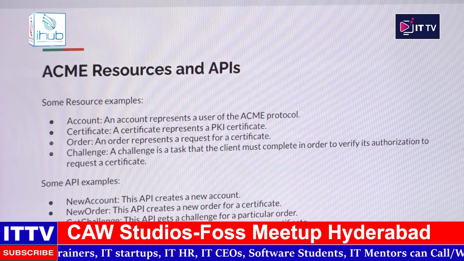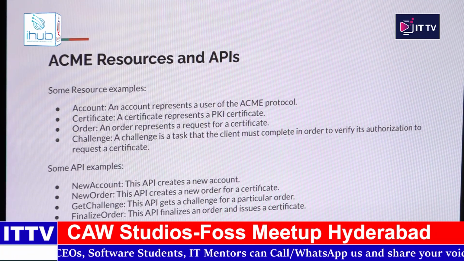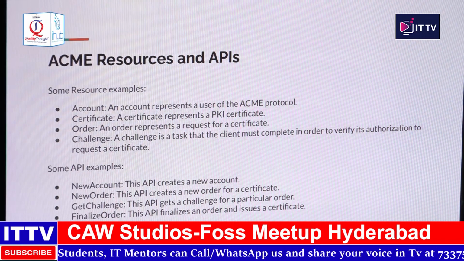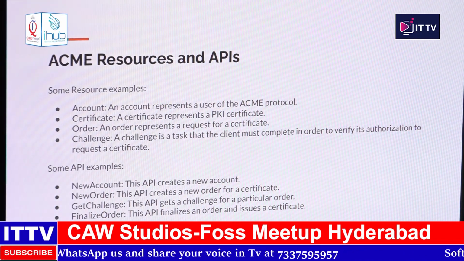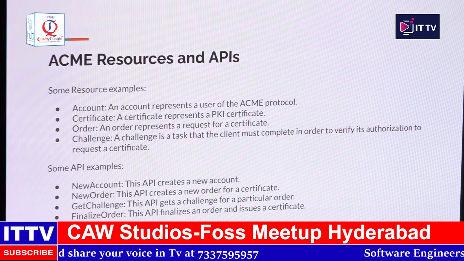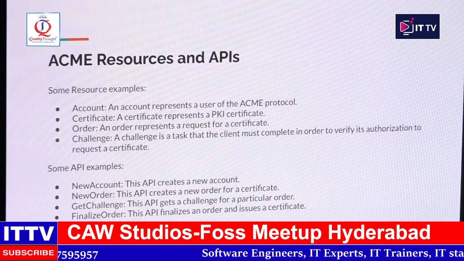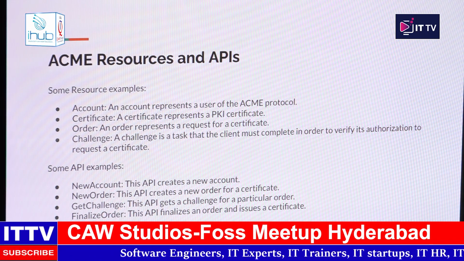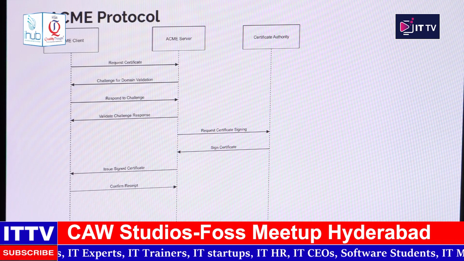So these are some of the resources and the APIs provided by the ACME protocol. It's not exhaustive. I've just given it to have some examples. So some of the APIs are like, hey, I want to get the challenge. I want to finalize the order, meaning that I have performed my DNS queries. Now I want to just finalize the order. Basically, you can validate it now, right?